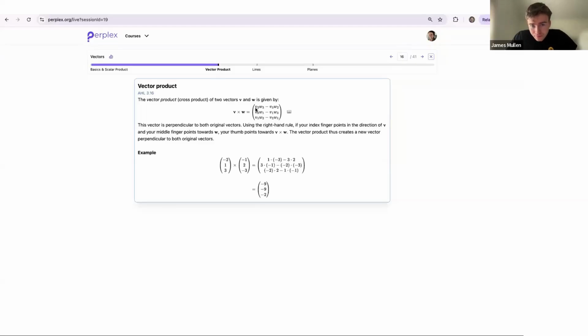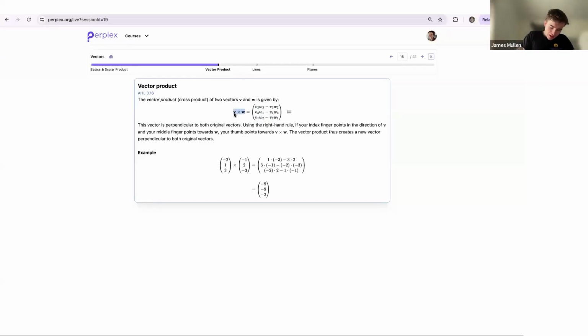What I want you to notice is that in the first row of the cross product, we take the product of the second and third rows of the two vectors that we are cross producting, and there's no v1 or w1 up here, all right? And then in the second row, there's no v2 or w2, and in the third row, there's no v3 or w3, all right? Now, I'm not going to go over where this formula came from, but this formula is essentially a guaranteed way of producing a vector that is going to be perpendicular to both v and to w. So now we're dealing in 3D space.